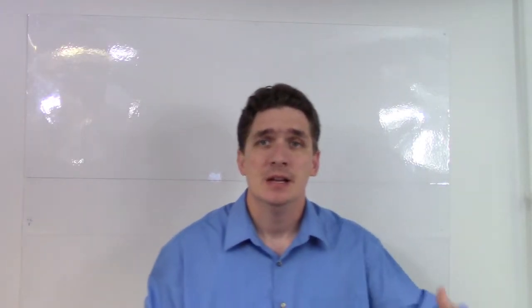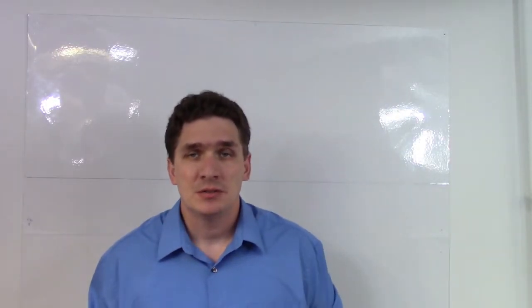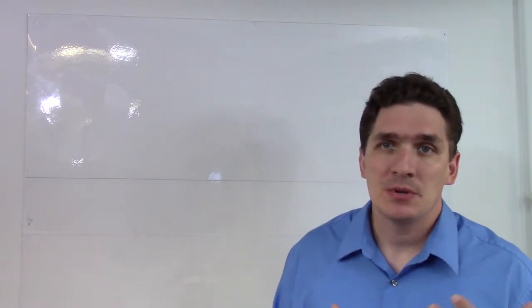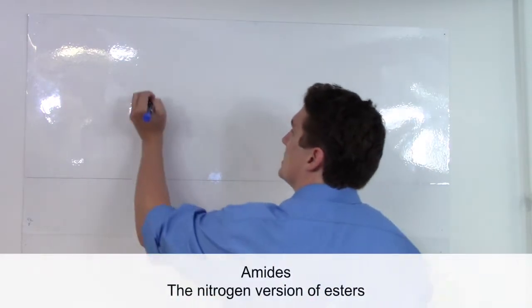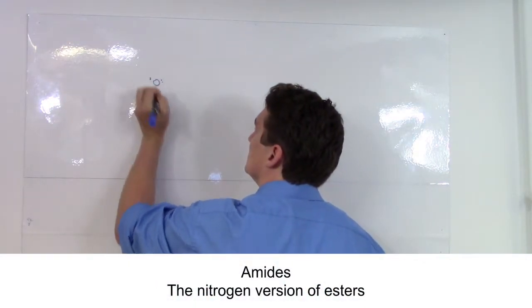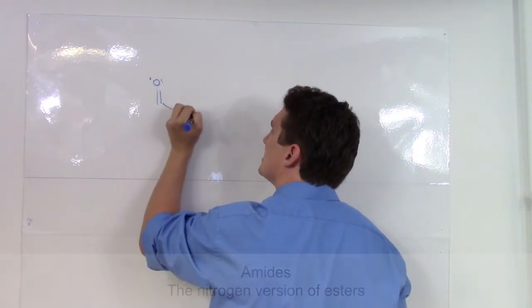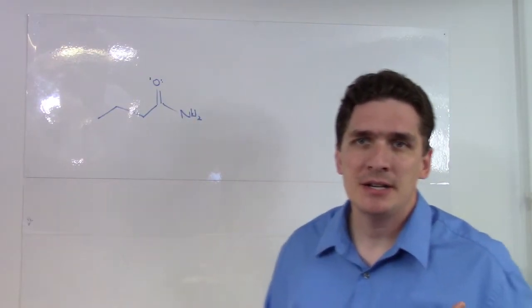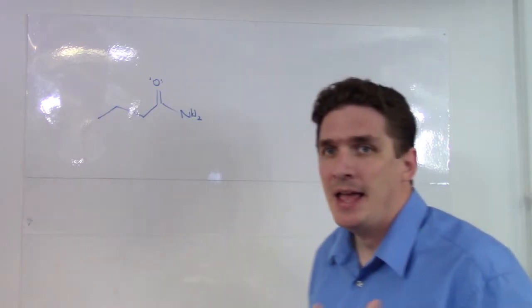Alright, so we've talked about carboxylic acid derivatives, and one of those is when you have the OH group on a carboxylic acid being replaced with an amine. So let's start simple. Let's look at a primary amine. So how do we name these? Well, these are actually called amides.